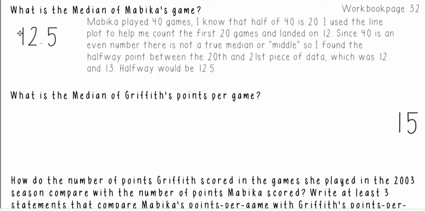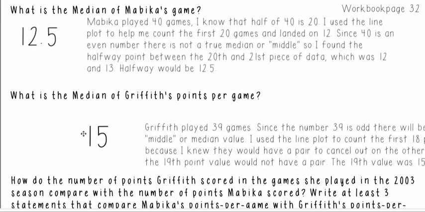I thought of the number 12 and the number 13 like dollars. And halfway between $12 and $13 is $12.50. So I wrote down 12.5. Let's see if we can do that same line of thinking for Griffith's scores. I found her median was 15.